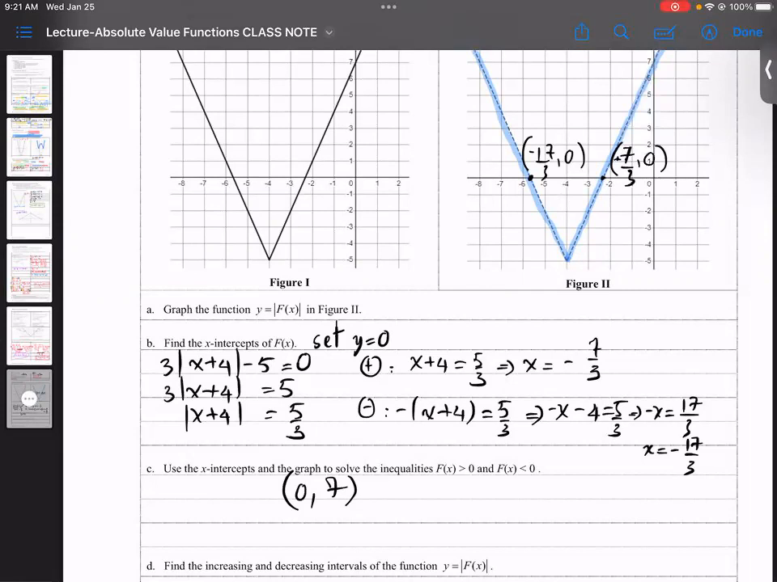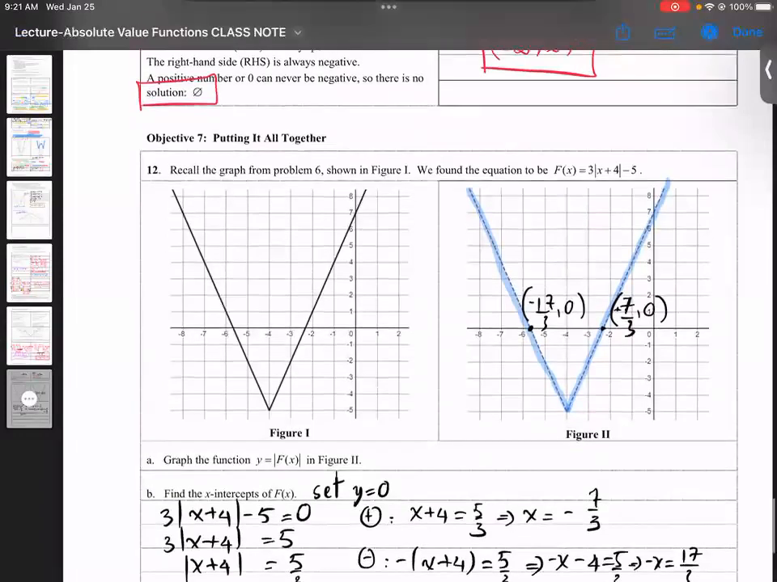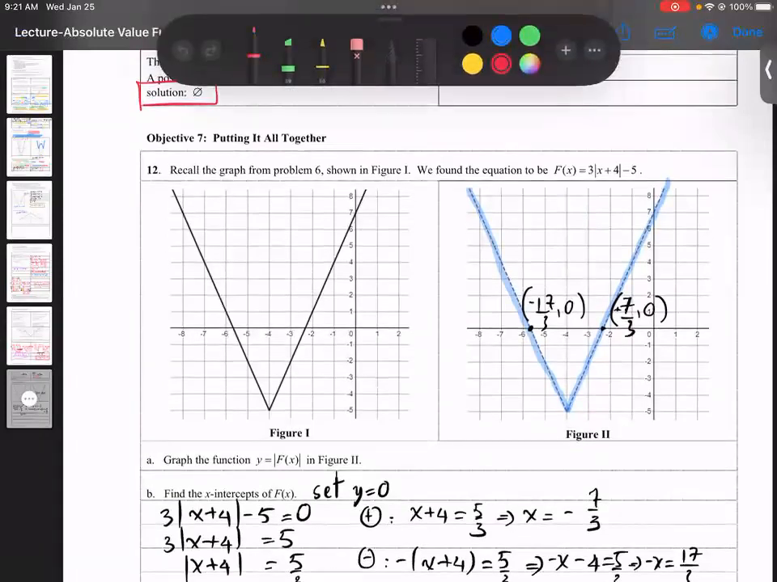Problem C, we want to use the x-intercept and the graph to solve the inequality. I want to know on what interval my graph is positive and on what interval my graph is negative. So if you look there, on what interval is my graph positive? Positive right here, right? That one and that one, the two lines right there, the graph stays above the x-axis. So if you look at the interval from negative infinity up to negative 17/3, that's when it's positive, right?